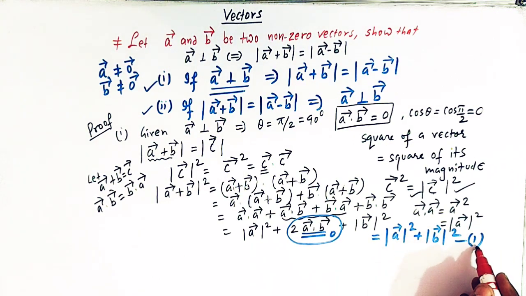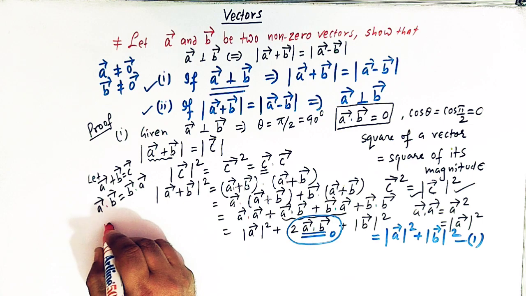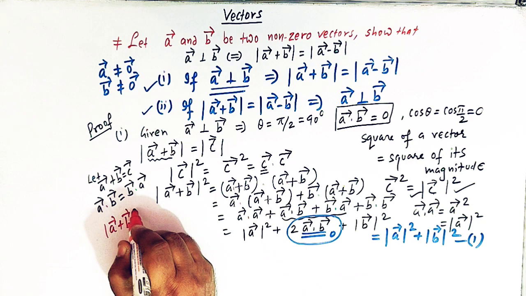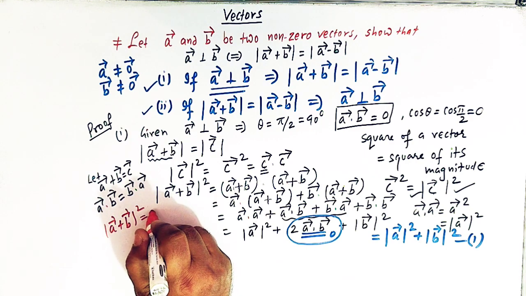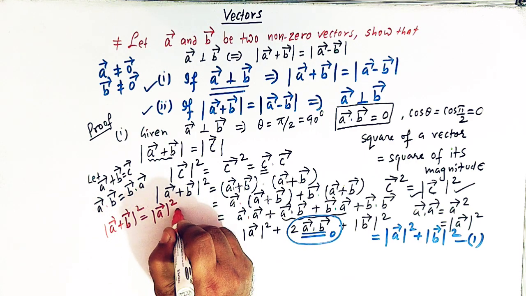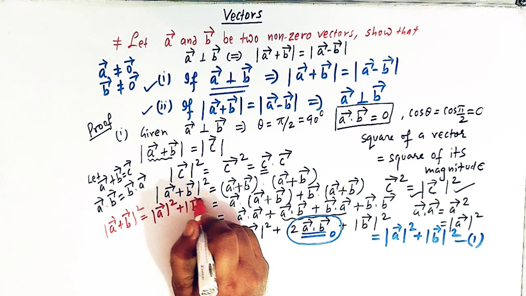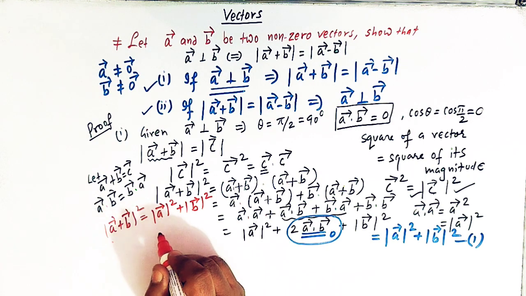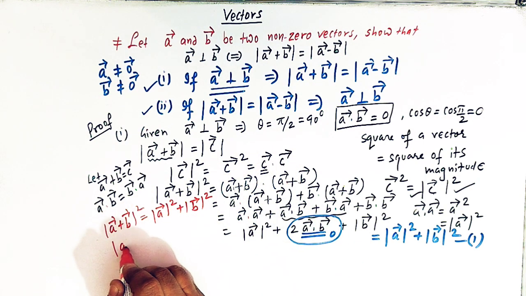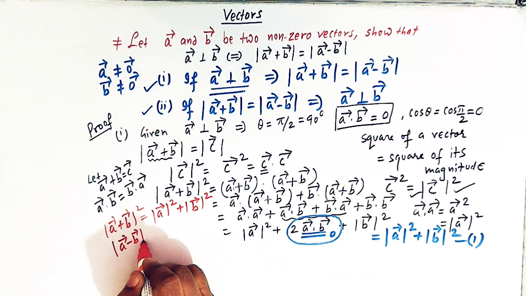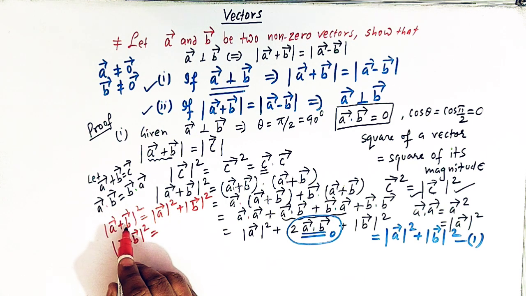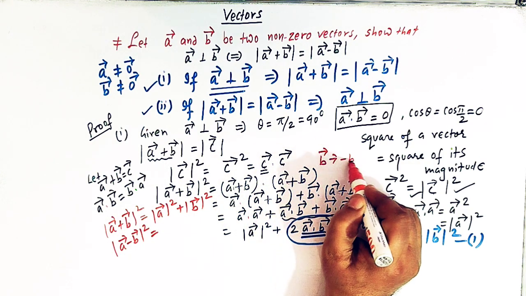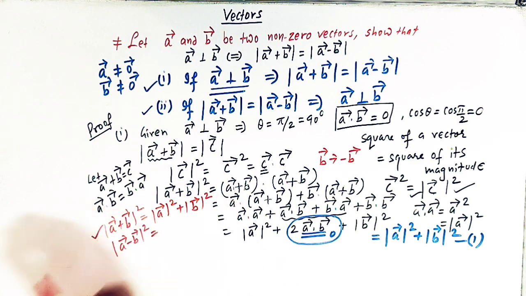Now this relation one can be written like this: the square of the magnitude of A plus B is equal to mod A square plus mod B square, right? Now to get the value of mod of A minus B square, we can replace the vector B by negative of vector B in this relation.